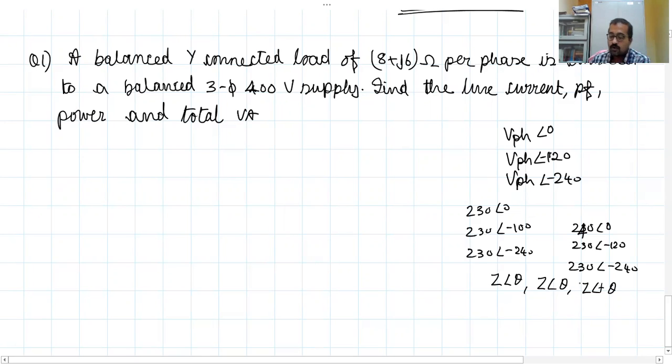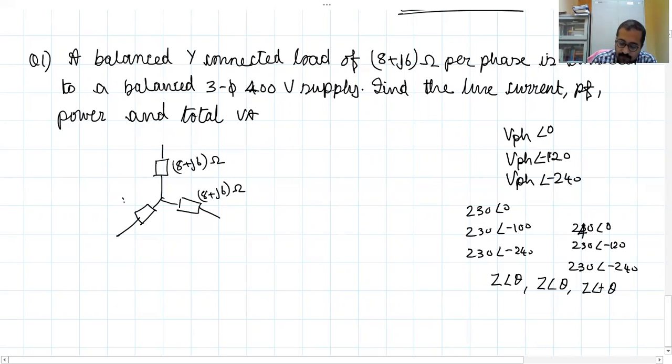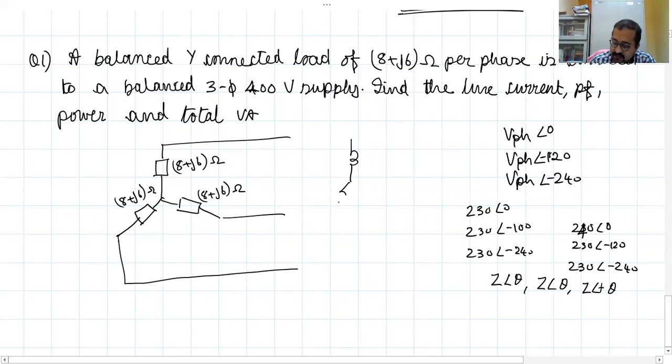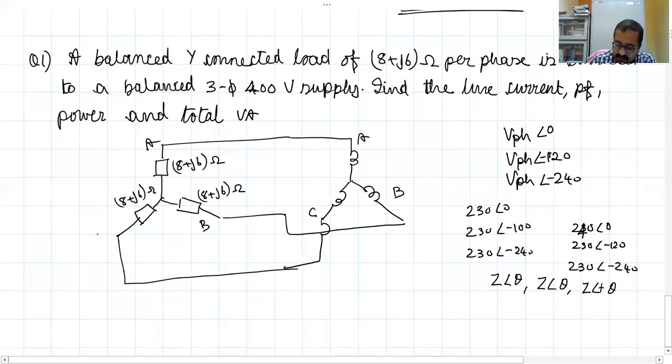A balanced Y-connected load of 8 plus j6 ohm is connected. So we have a star connection here, and each load is 8 plus j6 ohms. It is connected to a balanced supply. Here we have a generator, say this is A, this is B, and this is C. It is connected to a balanced three-phase 400 volt supply.